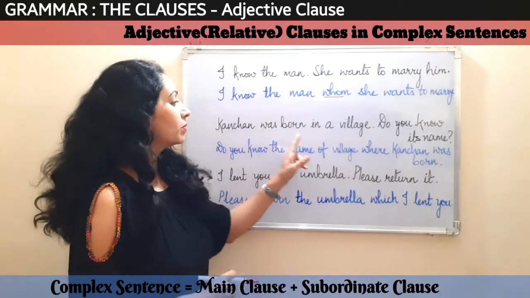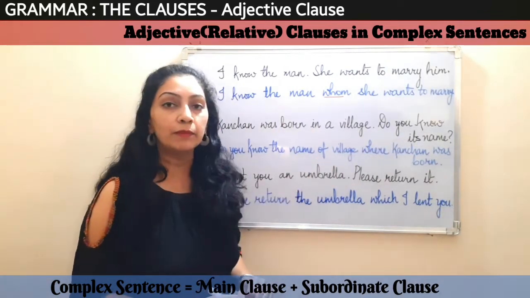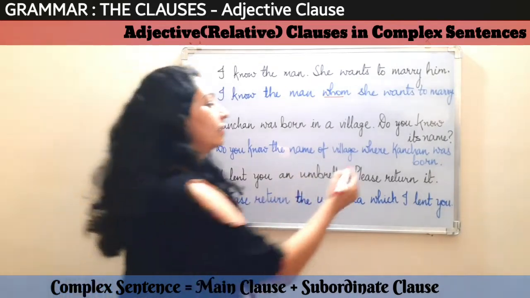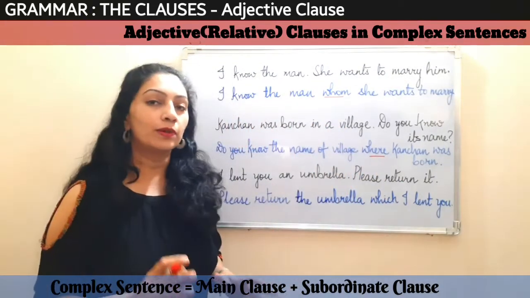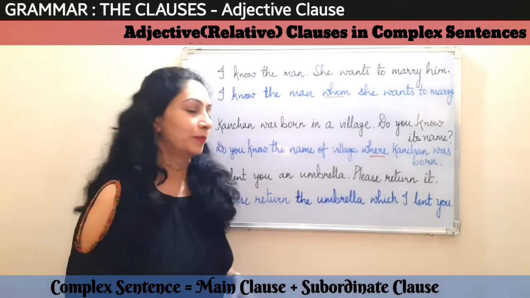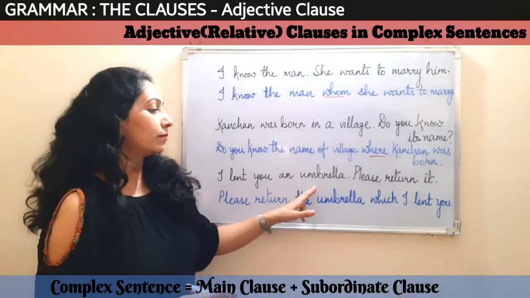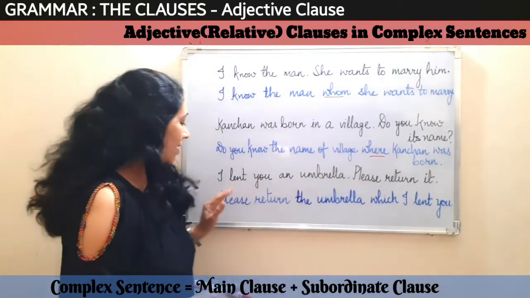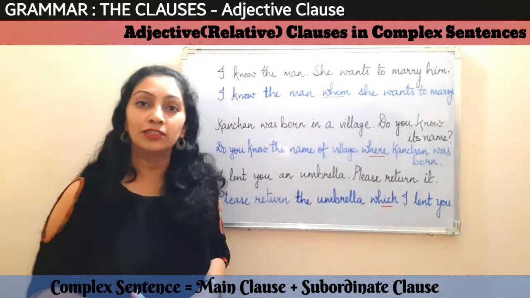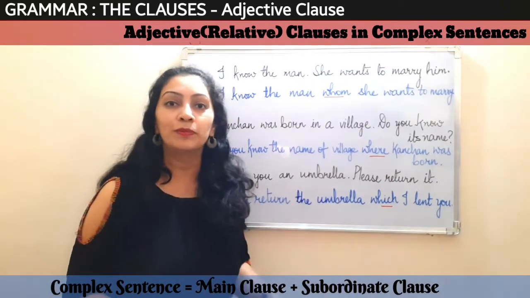Next, Kanchan was born in a village. Do you know its name? Let's make it: Do you know the name of the village where Kanchan was born? Now again we are using a relative adverb here. Next, I lent you an umbrella. Please return it. Please return the umbrella which I lent you. So this is a relative pronoun.